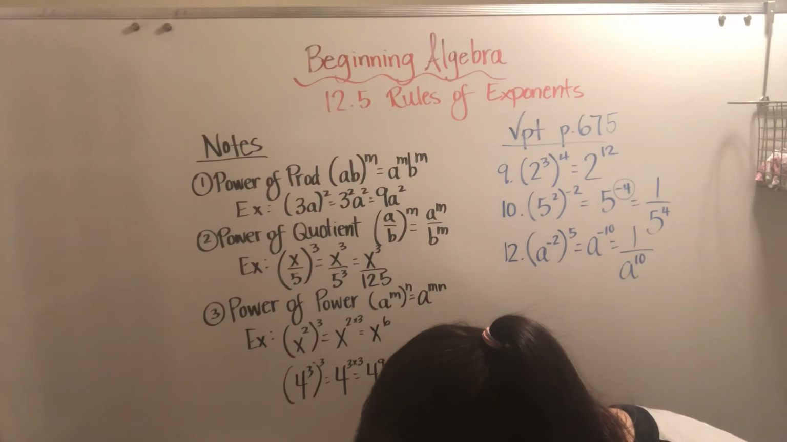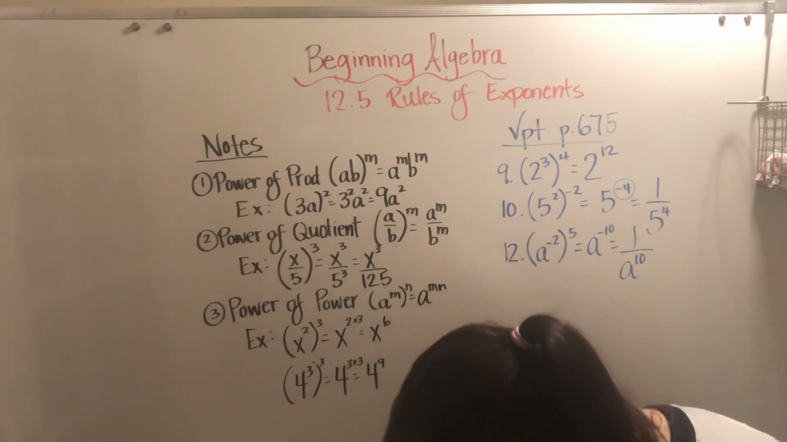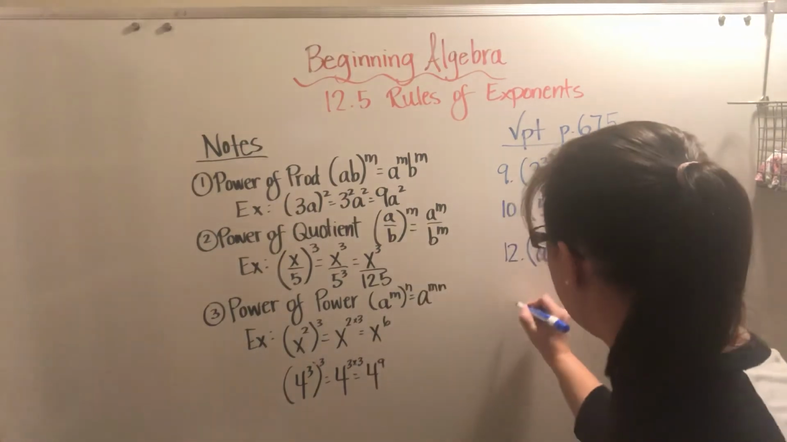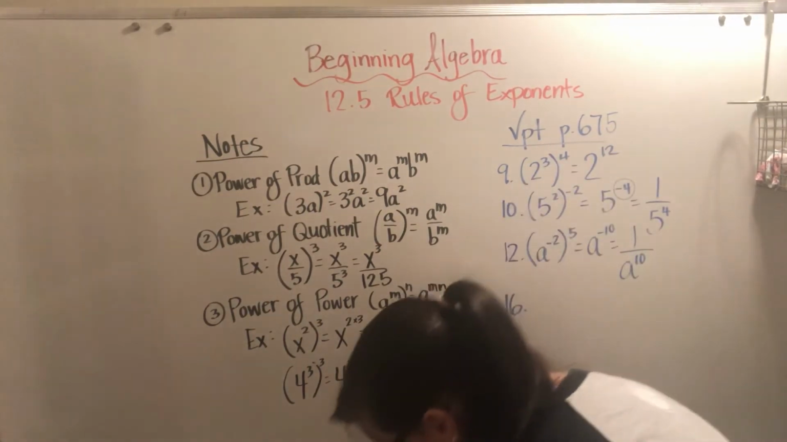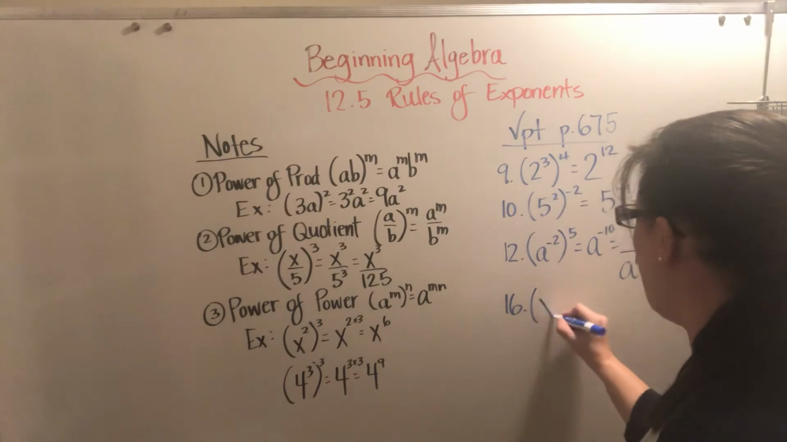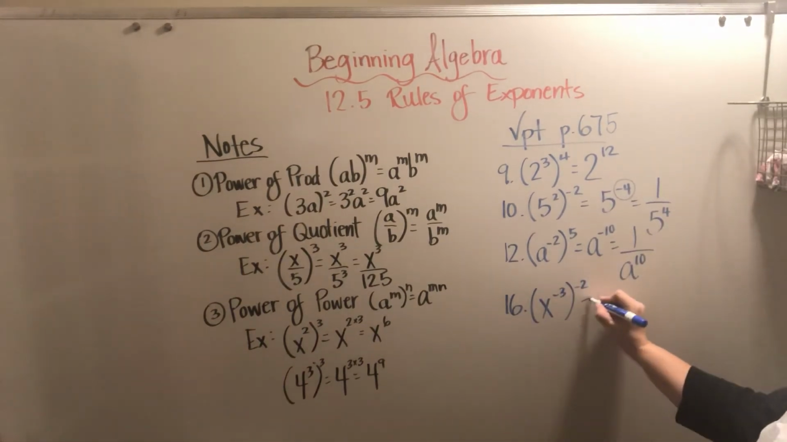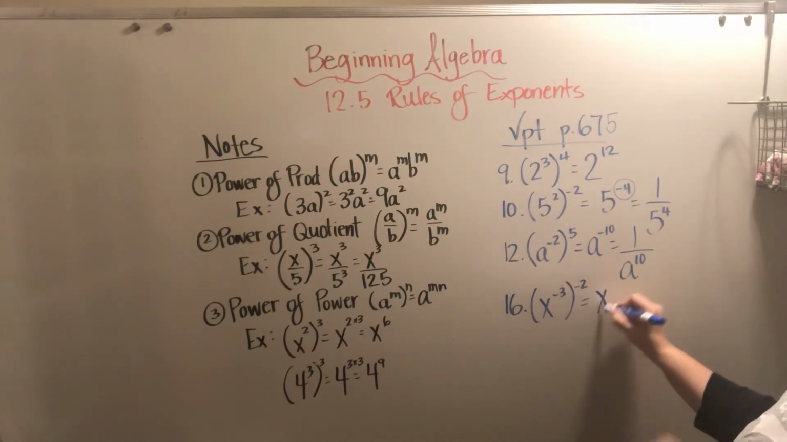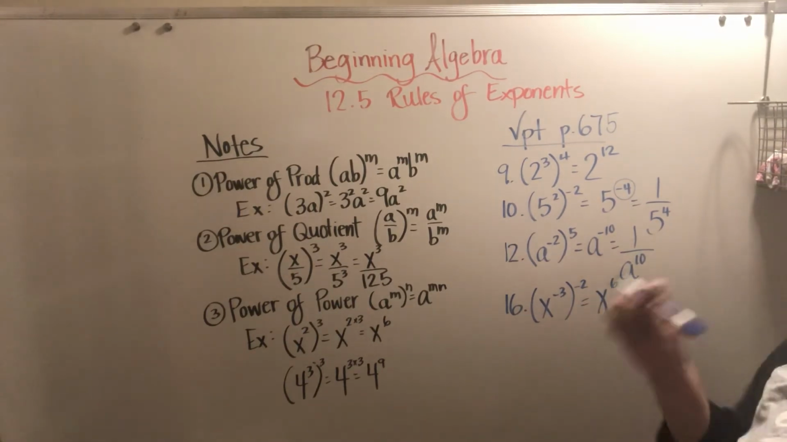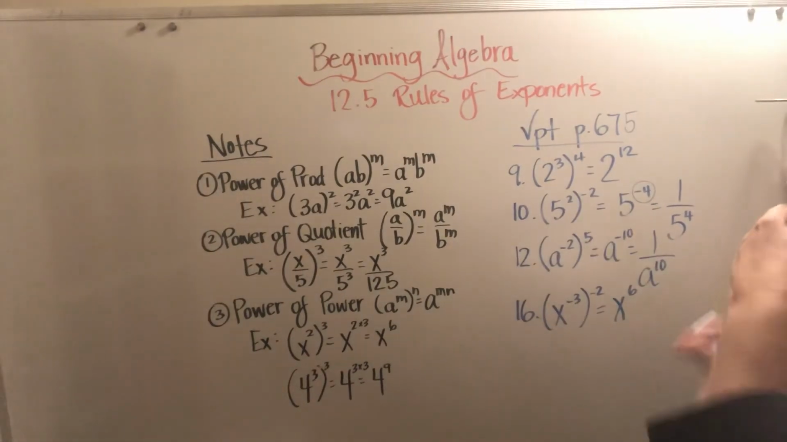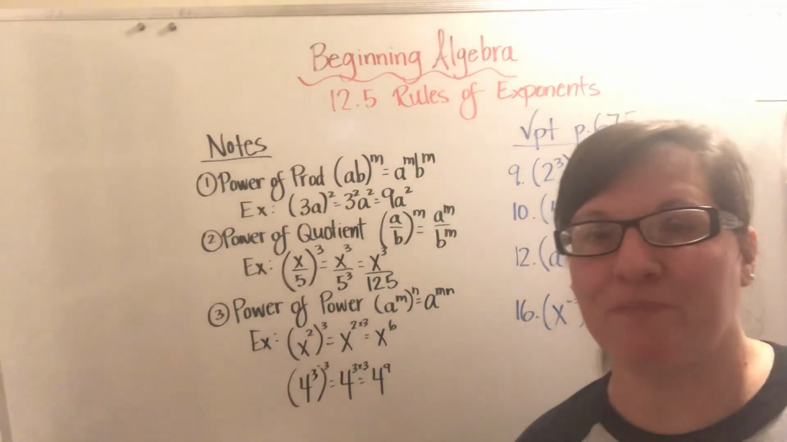Now, if I look at number 16, just be careful not to get confused because x to the negative 3 to the negative 2, negative times negative, well, that becomes positive all on its own. I don't have a negative exponent for an answer, so I just leave it as it is on its own, okay?